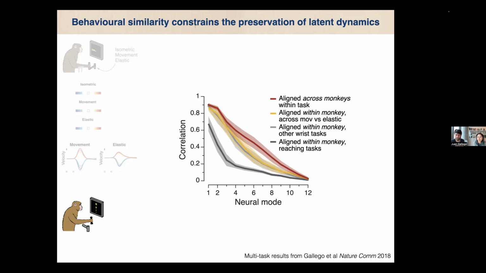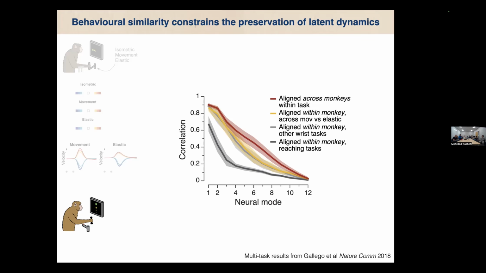So I separated them in three categories. One is movement and elastic, which are the most similar ones in terms of kinematics. Then the isometric tasks would be all the isometric tasks, for example comparing isometric versus movement, and all these debates of force control versus velocity control. And then the reaching.